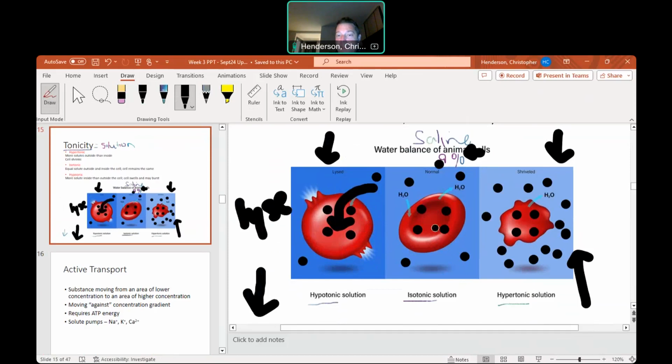Now, in the case of our isotonic solution, what is going to happen? They're the same. So water goes in, water goes out. Easy come, easy go. No water change, no balance. That's why you get normal saline when you go to the hospital and you need fluid, is because you don't want to blow up your cells.